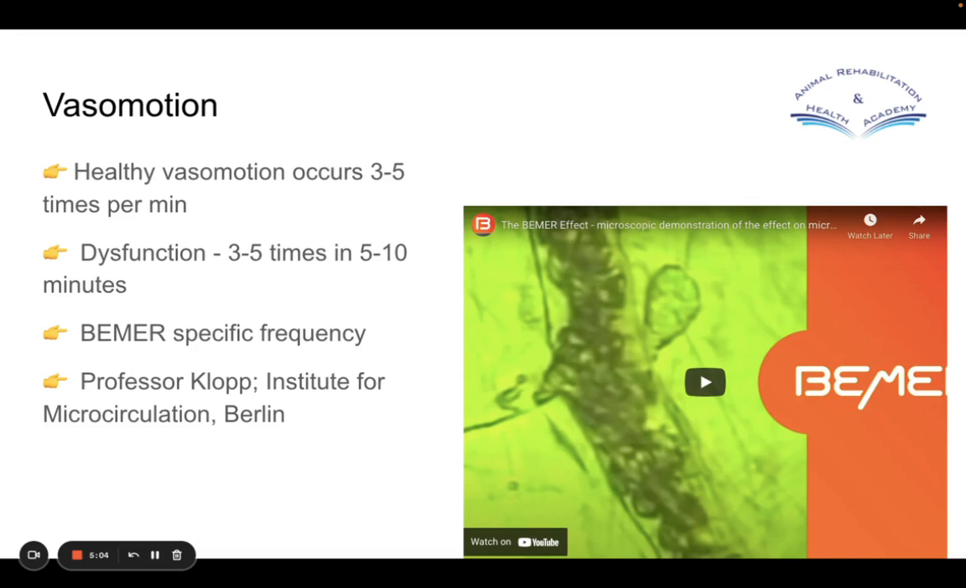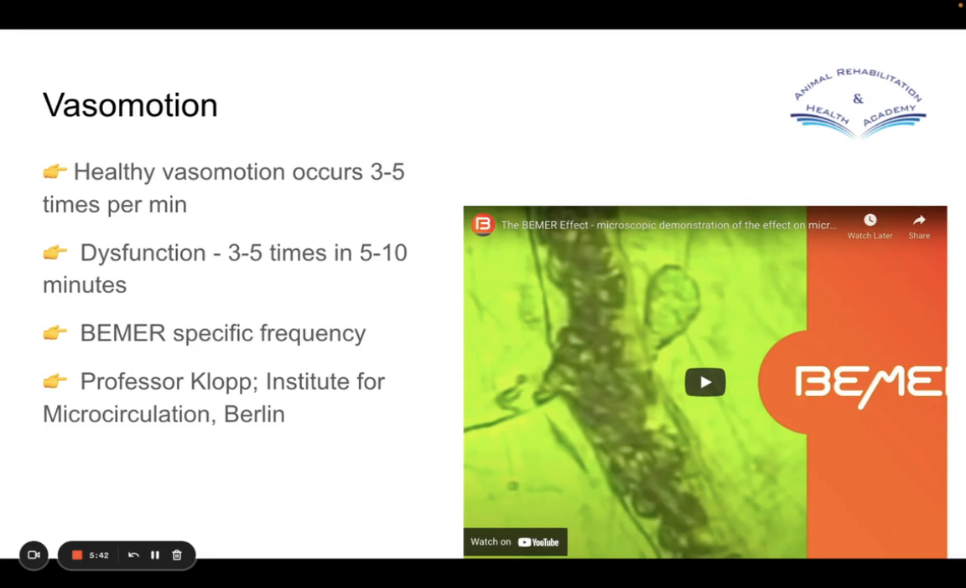So the healthy vasomotion occurs 3 to 5 times in a minute in normal healthy patients, and in a dysfunctional patient this can be as low as 3 to 5 times in 5 to 10 minutes. So it really can slow down. And what vasomotion is, you'll see many more examples of this, but it's a shunt of the blood along the vessels, and like I say, a naturally occurring phenomenon.